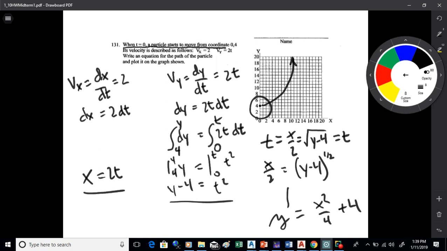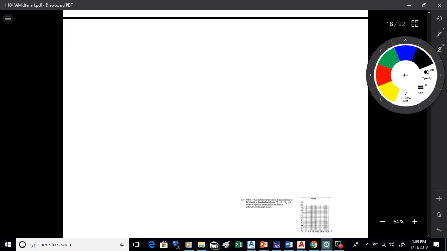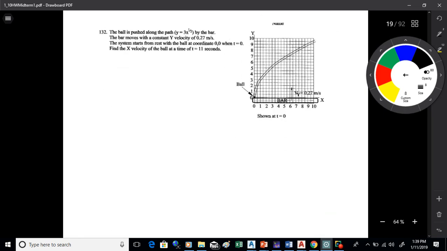So we're good. On that one, we had basically a velocity function. We worked it back to a position function, then we got a path from that. The next one, you go the other direction with it. On this one, we've got a path that's given, y equals 3x to the 1/2, and we've got the velocity there of that bar pushing the ball up in the y direction.